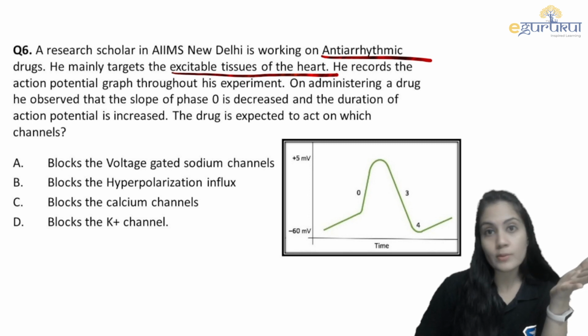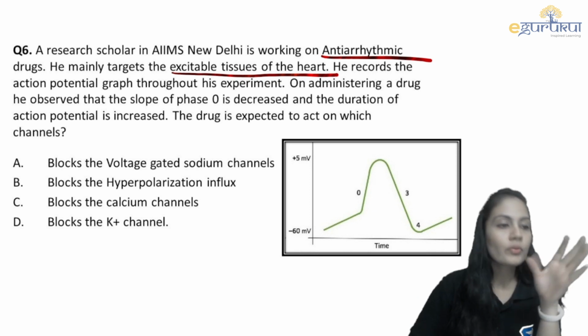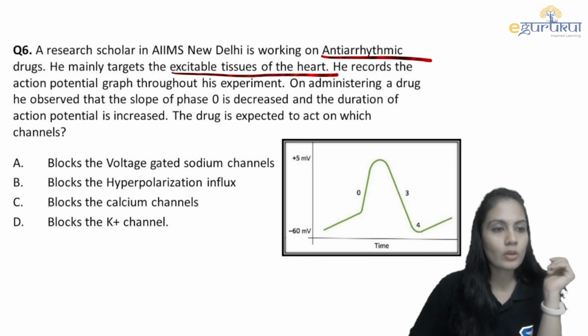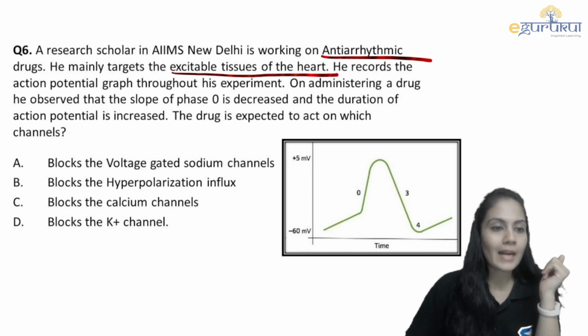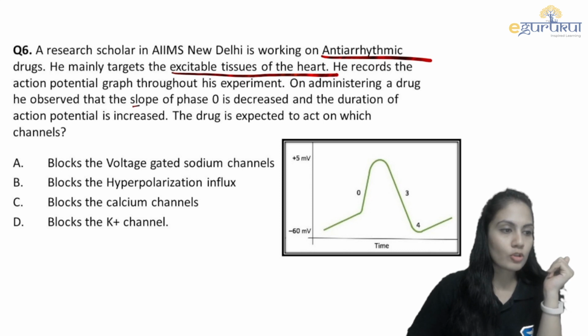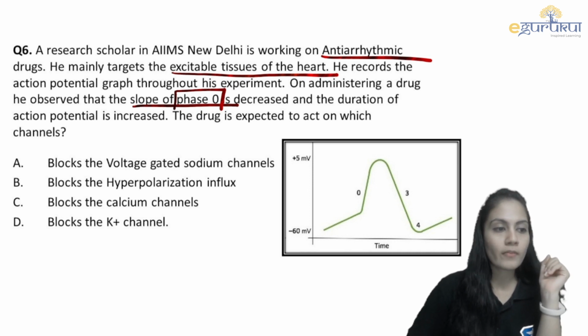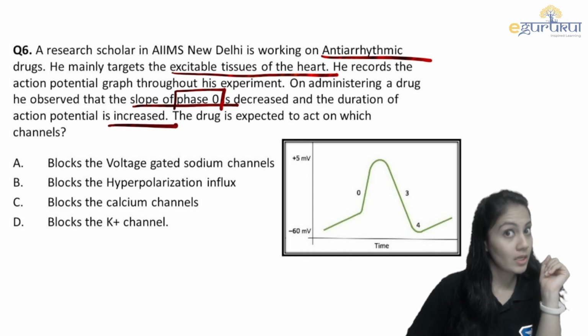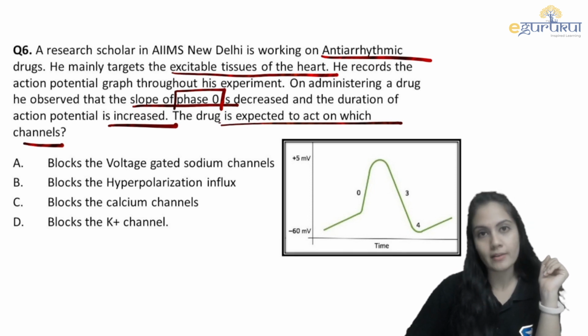One is the cardiomyocyte, one is the nodal tissue or neural tissue, and both are excitable, but let's see, nodal tissues are more excitable, right? He records the action potential graph throughout his experiment. On administering a drug, he observed that the slope of phase 0 is decreased and the duration of the action potential is increased. The drug is expected to act on which channels, they asked.